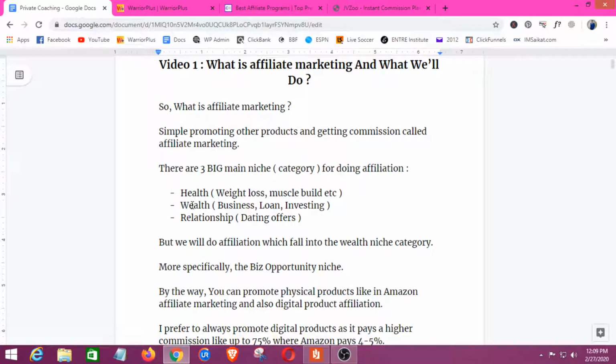And you should know that there are three big main niches in the industry. We call it category, that niche means category for doing affiliation. Okay, the three big niches are the health niche, which is maybe like weight loss, muscle building, breast enlargement. There are lots of health related issues. And then the wealth niche, like business, loan, financing, investing, etc. Then the relationship niche, dating offers. So these are the three big main niches to do affiliate marketing.